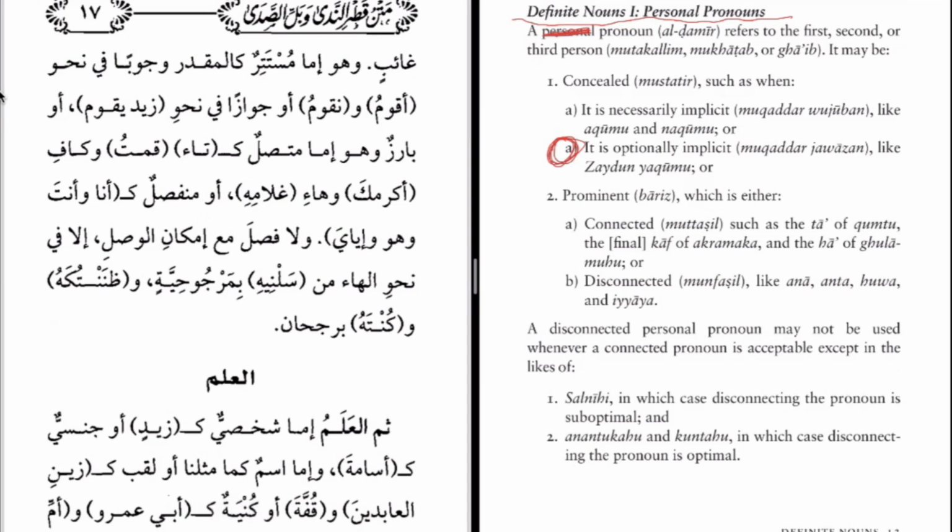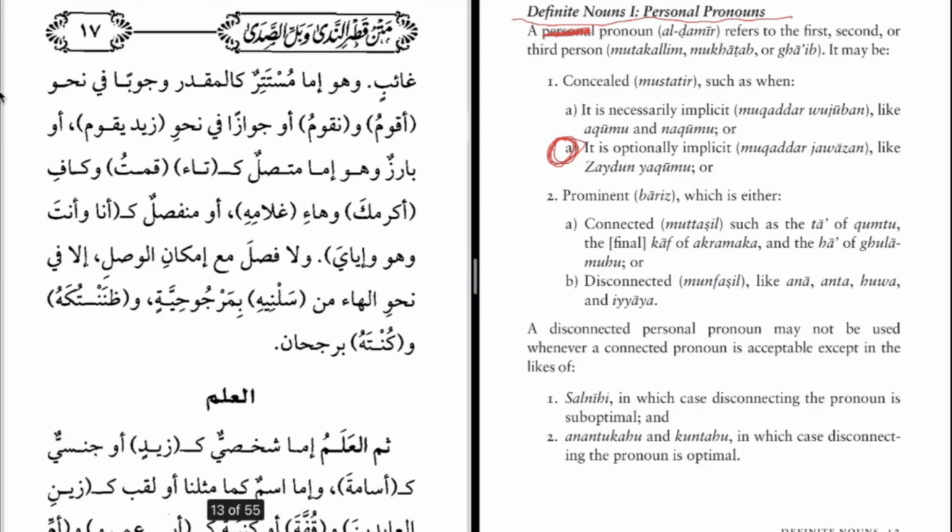So it says, it may be concealed, such as when it is necessarily implicit, like akumu and nakumu, or it is optionally implicit, muqaddar jawazan, like zaydun yakumu. Yes, okay, that translation is not bad. What does it mean though?